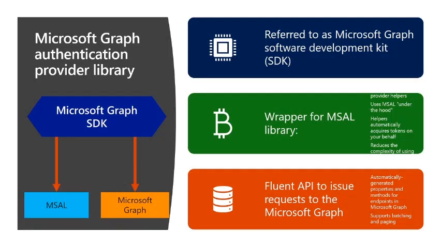So, Microsoft Graph Authentication Provider Library. The Microsoft Graph Software Development Kit, its SDK, is designed to simplify building high quality, efficient and resilient applications that access Microsoft Graph. The SDKs include two components, a service library and a core library. The service library contains models and request builders that are generated from Microsoft Graph metadata to provide a rich, strongly typed and discoverable experience when working with the many datasets available in Microsoft Graph.